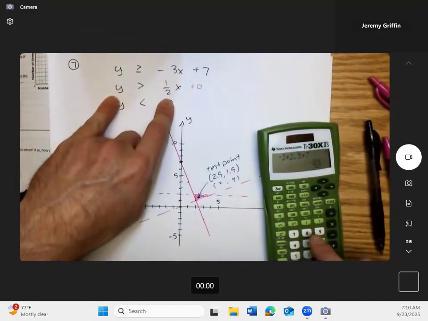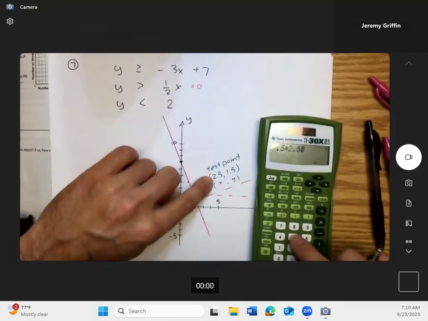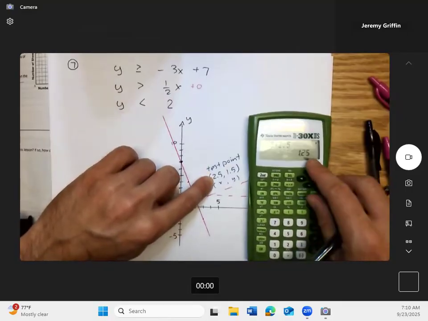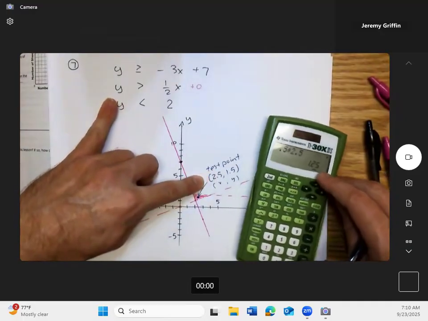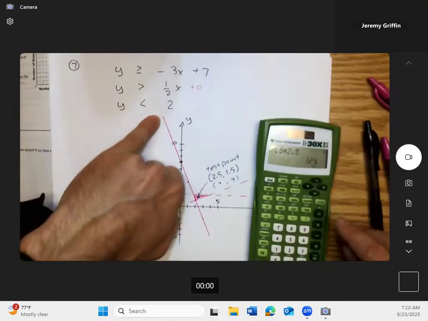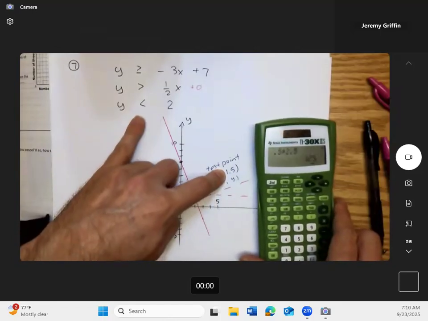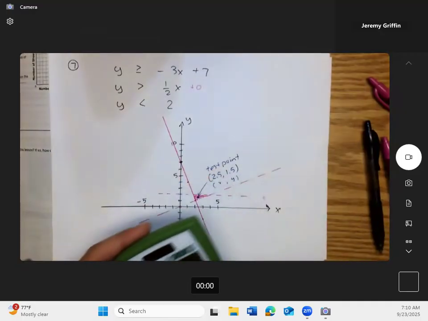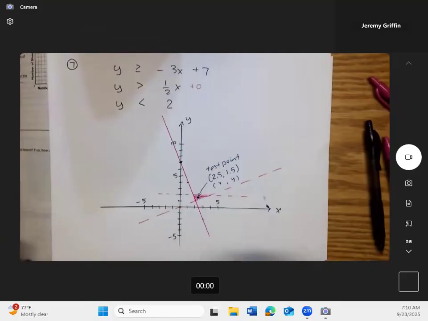Ding. How about the second test? Y greater than one half x. So one half of this x is 1.25. Is 1.5 greater than 1.25? Yeah, it sure is. So it passes that test too. Bing. And finally, is y less than 2? Well, my test point's y value is 1.5. That's less than 2. Bing. So yeah, I just passed all 3 tests. So that's the answer, that little tiny triangle right there. That is it.